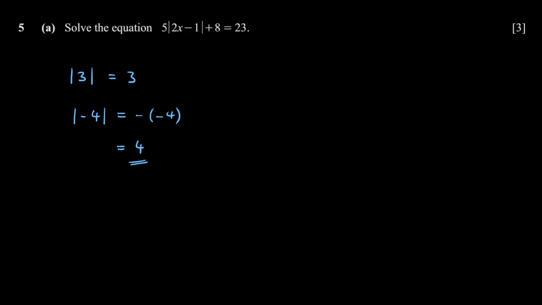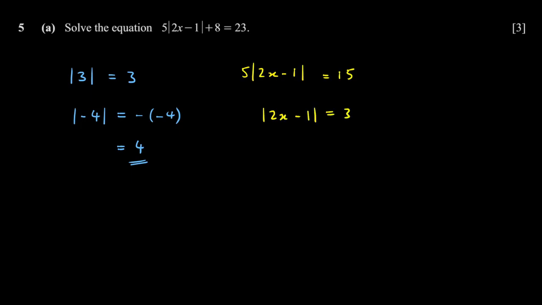So first thing, I'm going to rearrange this equation. I'm going to subtract 8 from both sides. So I've got 5 times the modulus of 2x minus 1 is equal to 15. And I'm going to divide both sides by 5. So I've got the modulus of 2x minus 1 is equal to 3.